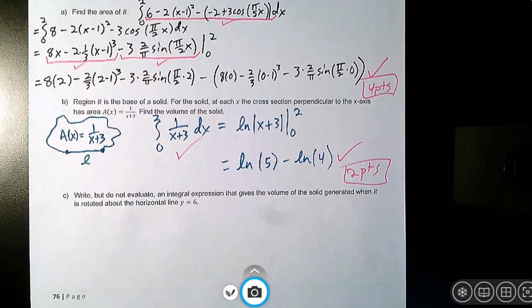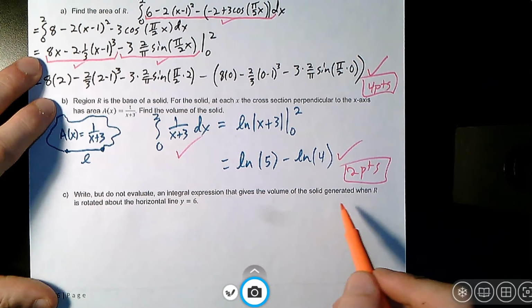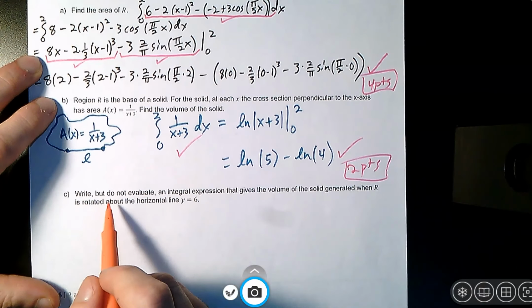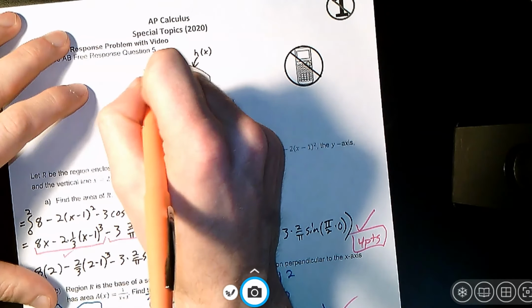All right, let's talk about part C. Part C is definitely tricky. We have to find the volume of the solid generated when we rotate around y equals 6. Now, fortunately, we only have to write it. We don't have to actually integrate. So let's see what we can do. All right, y equals 6 is up here.